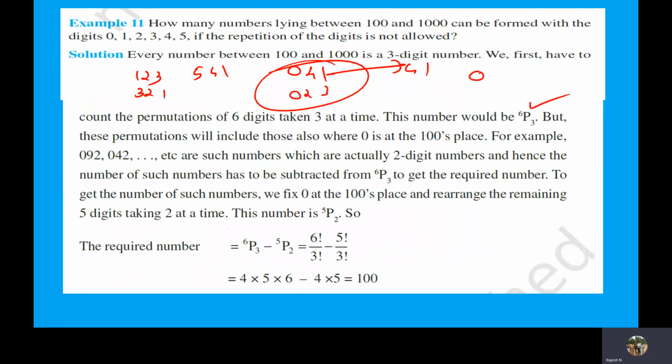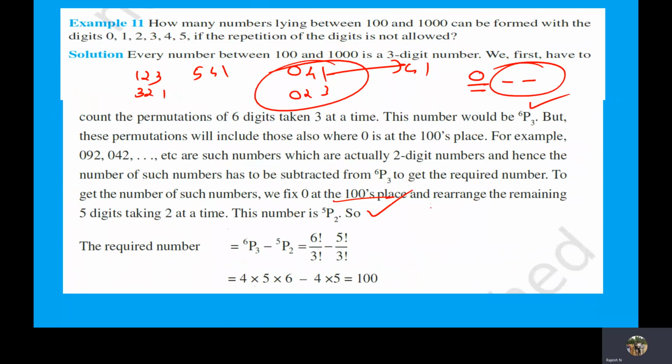So you fix 0 at the 100th place. The remaining places are 2 places, from 5 digits. So 5P2. To get the number of such numbers, we fix 0 at the 100th place and rearrange the remaining 5 digits taking 2 at a time. So the required number is 6P3 minus 5P2, that is 6 factorial by 3 factorial minus 5 factorial by 3 factorial. So the answer is 4 into 5 into 6 minus 4 into 5. Answer is 100. Now in this case, if the repetition of digit is allowed, what will happen?